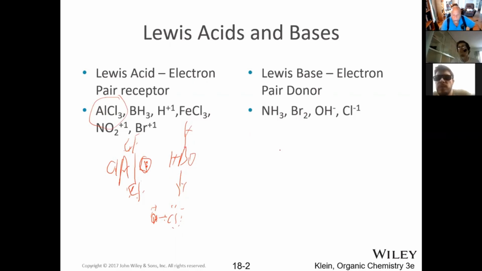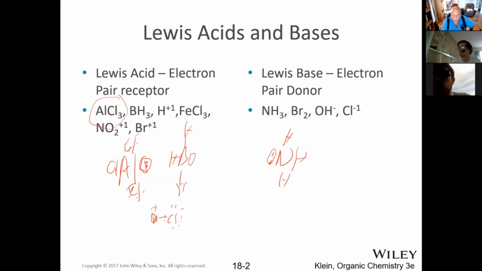The Lewis base would be something that looks like this. And then you've got the electron pair there. So where can this electron pair attack? And I'm going to ask Robert this. Where can this electron pair go, Robert?